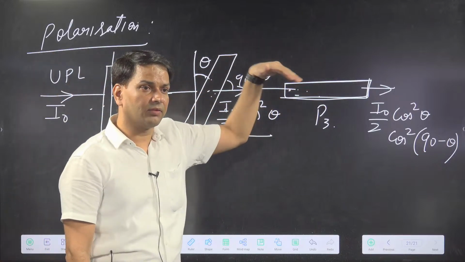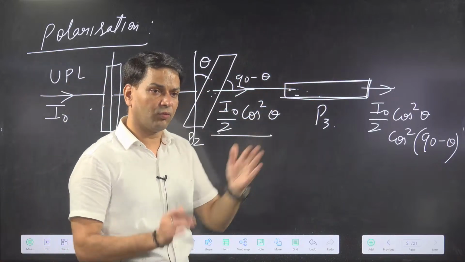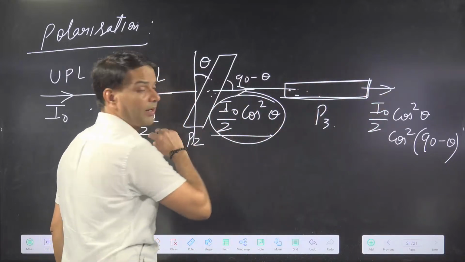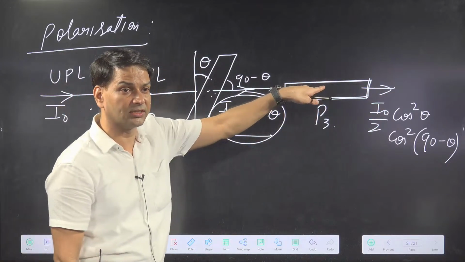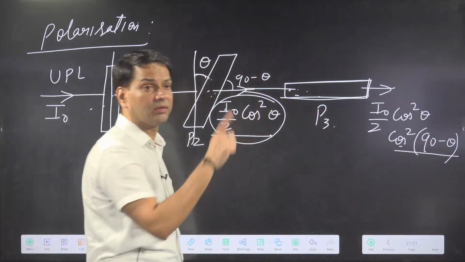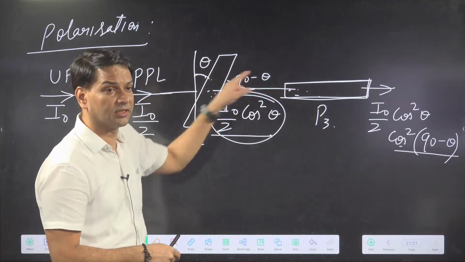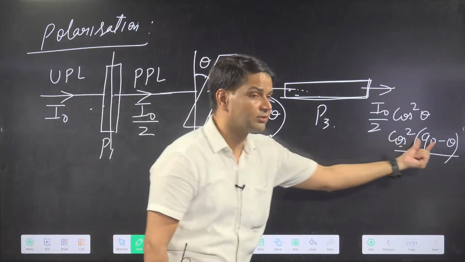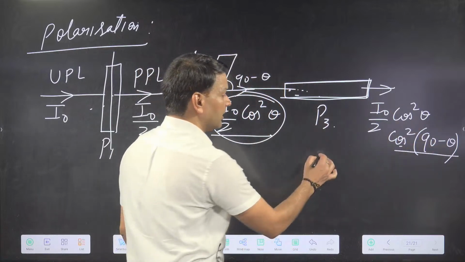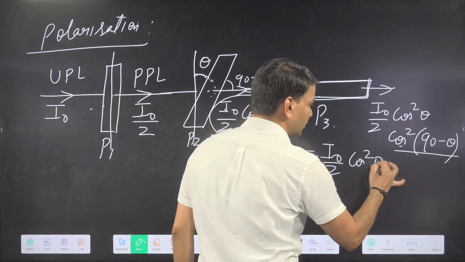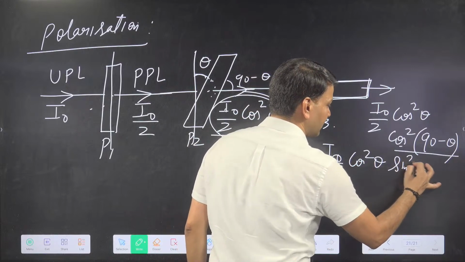What I said, when you are applying for the PPL, whatever is incident into cos square theta. So the incident here is I naught by 2 cos square theta on the third polarizer. So incident into cos square theta. What is the theta there? The angle between the axes of the polarizers. Here the angle is 90 minus theta. So that's why I put 90 minus theta. Then what we got: I naught by 2 cos square theta into cos square 90 minus theta, which means sin square theta.